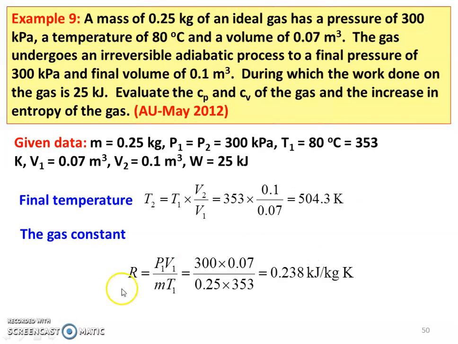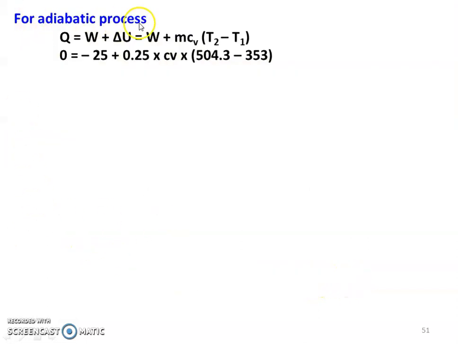Gas constant R equal to P1 V1 by M T1. So 300 into 0.07 divided by 0.25 into 353 equal to 0.238 kilojoules per kilogram Kelvin. For adiabatic process, Q equal to W plus delta U, so W plus M Cv into T2 minus T1. W is work done; Q, for an adiabatic process there is no heat transfer. So Q equal to 0.